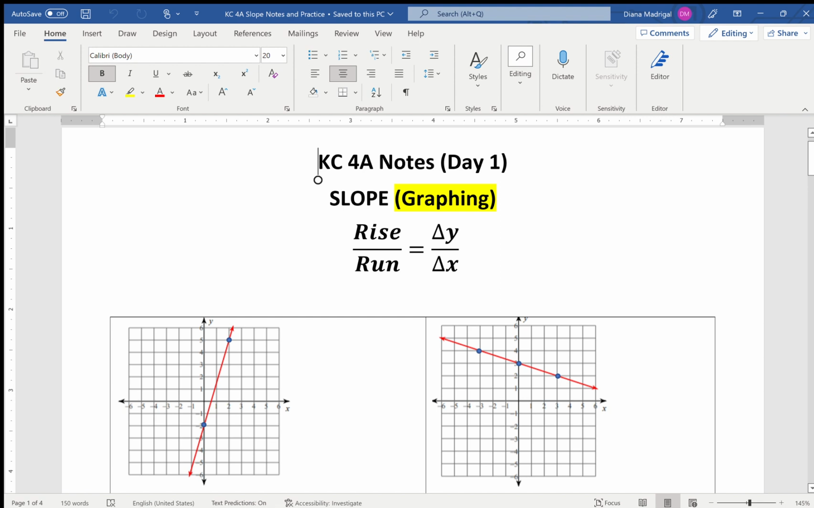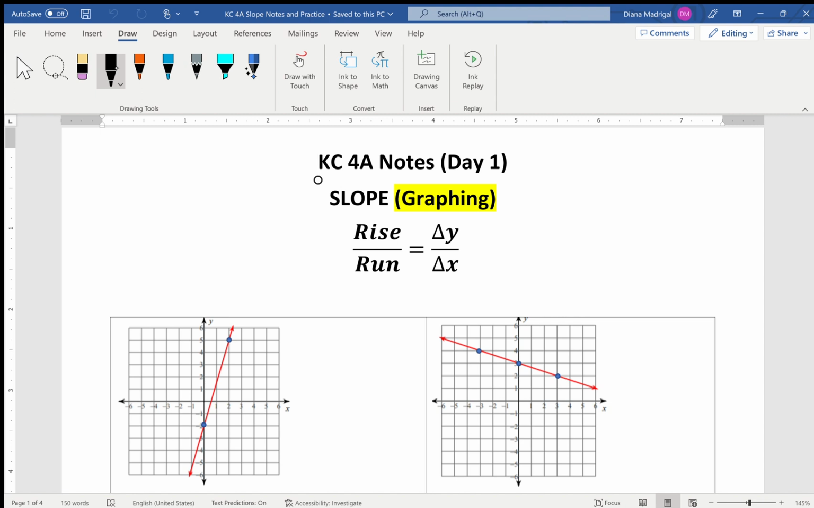Okay, slope means change, and I should write that right here. Slope means change. So we need to find the change between the points in a graph. The equation that we're going to use is called rise over run, which is a change of y over the change of x. The little triangle means change.